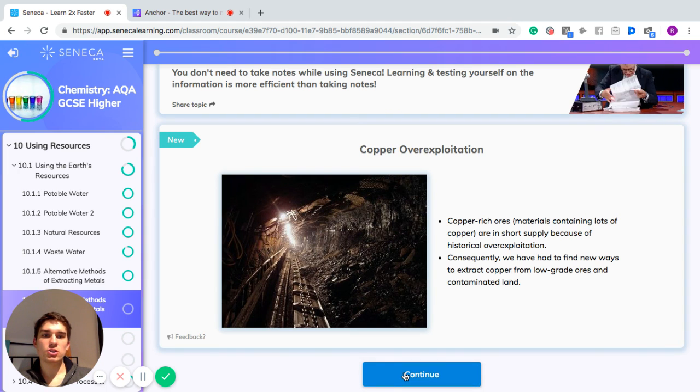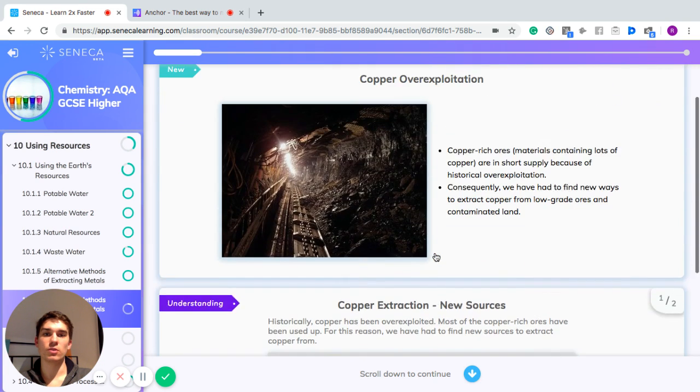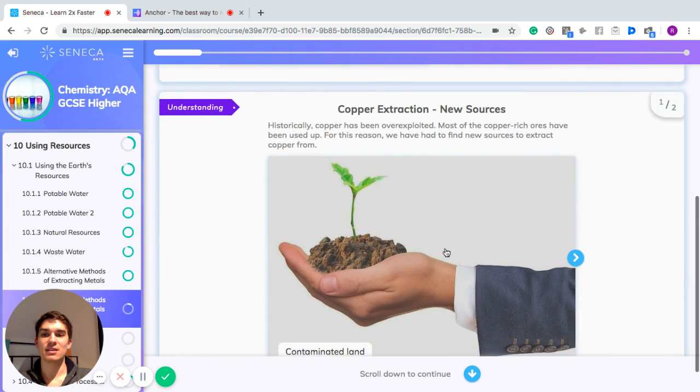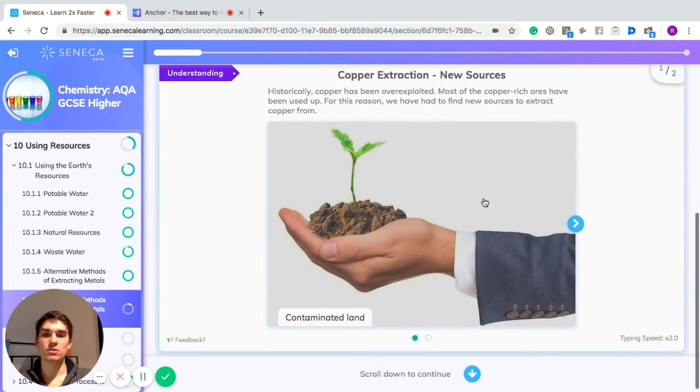So, copper-rich ores, which are materials containing lots of copper, are in short supply because of historical overexploitation. That just means we mine them too much. Consequently, we have had to find new ways to extract copper from low-grade ores and contaminated land. Now, a low-grade ore is just an ore that has less copper in it, and contaminated land is land that is difficult to mine because of contamination.